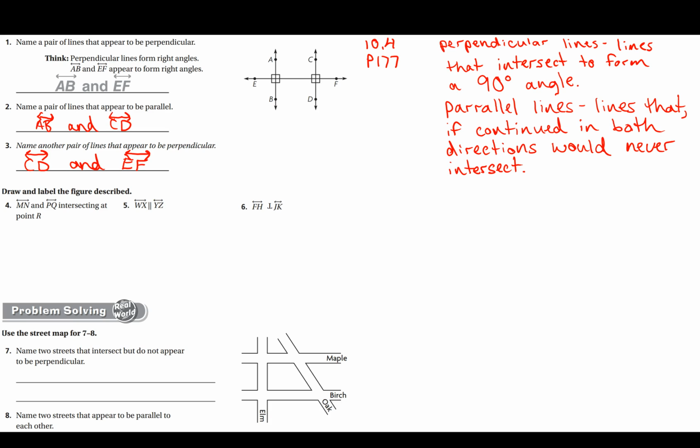It doesn't tell us they have to meet at any particular angle, so I'm just going to draw a couple lines. I'm going to use my Post-it note as my straight edge. So there's a line, and I'm going to label this line MN. So point M and point N.